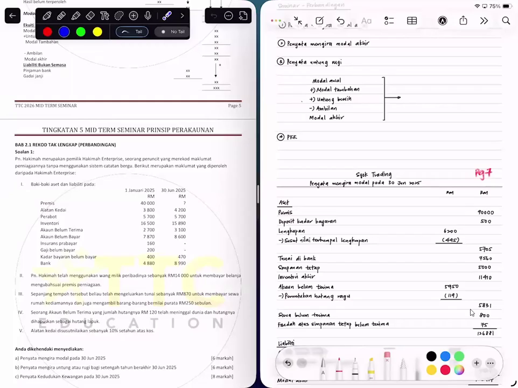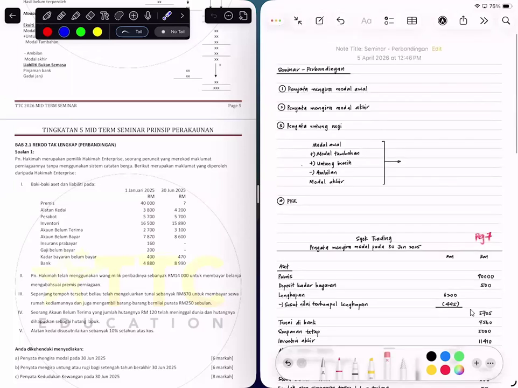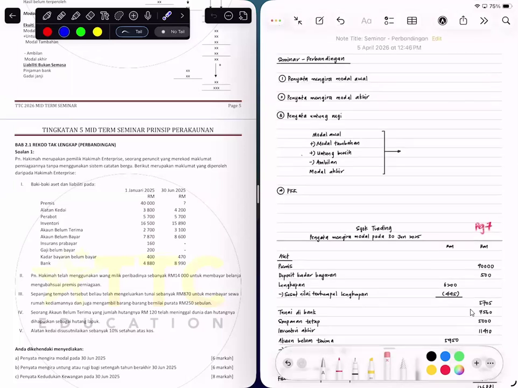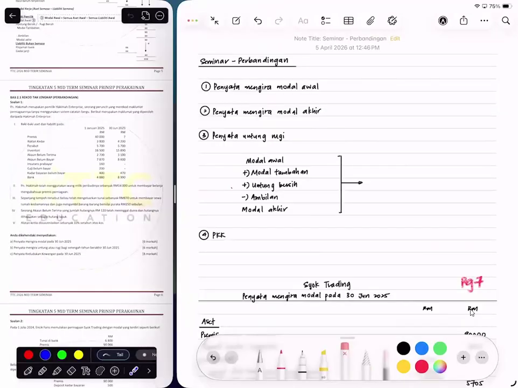Move to page number 7. We will start from record tak lengkap, which is from kaedah berbandingan first. Okay, for kaedah berbandingan, let us cover the steps first, in case you forget about the steps already. Okay, then before that, about record tak lengkap.